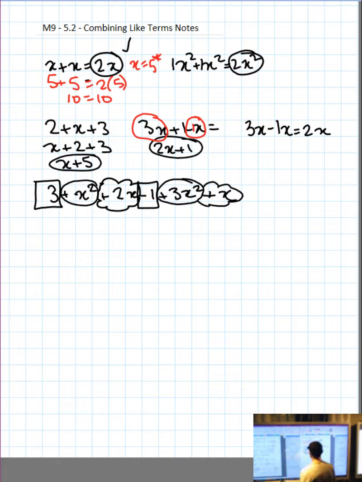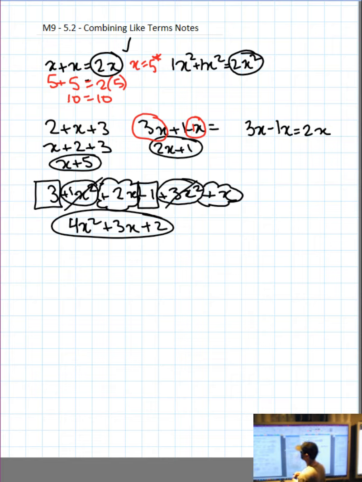So circles. Positive x squared plus 3x squared is 1x squared, excuse me, plus 3x squared. So that's going to be 4x squared. I'm going to cross off what I did. Now the clouds. Positive 2x plus x is plus 3x. Then I just have a 3 minus 1, which is positive 2.